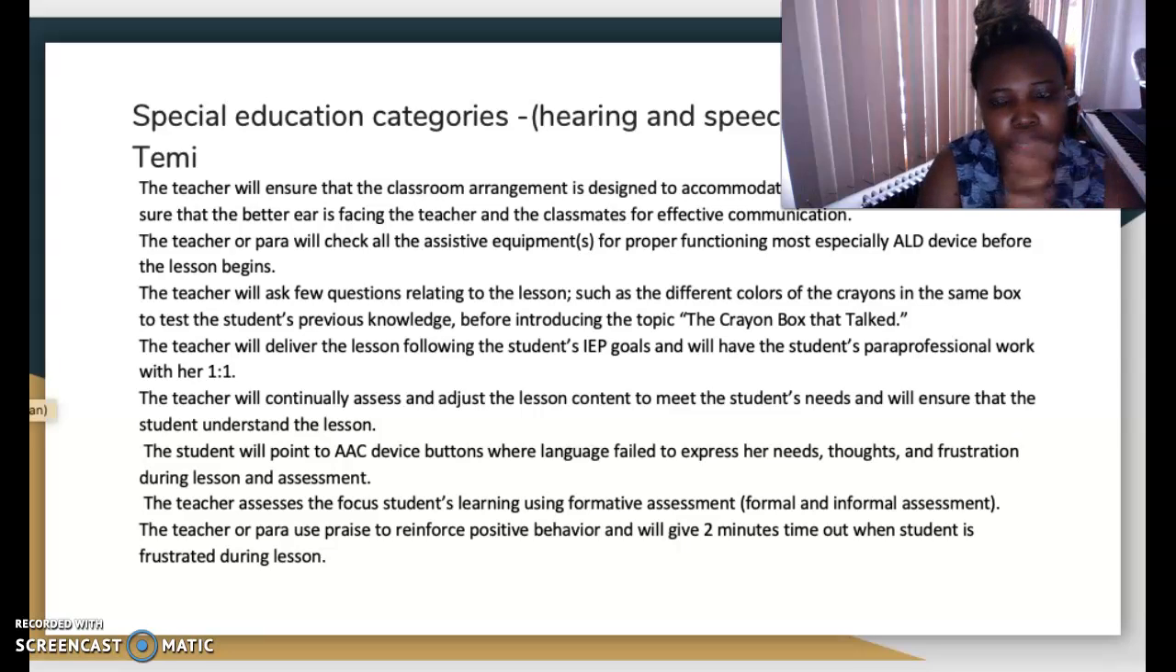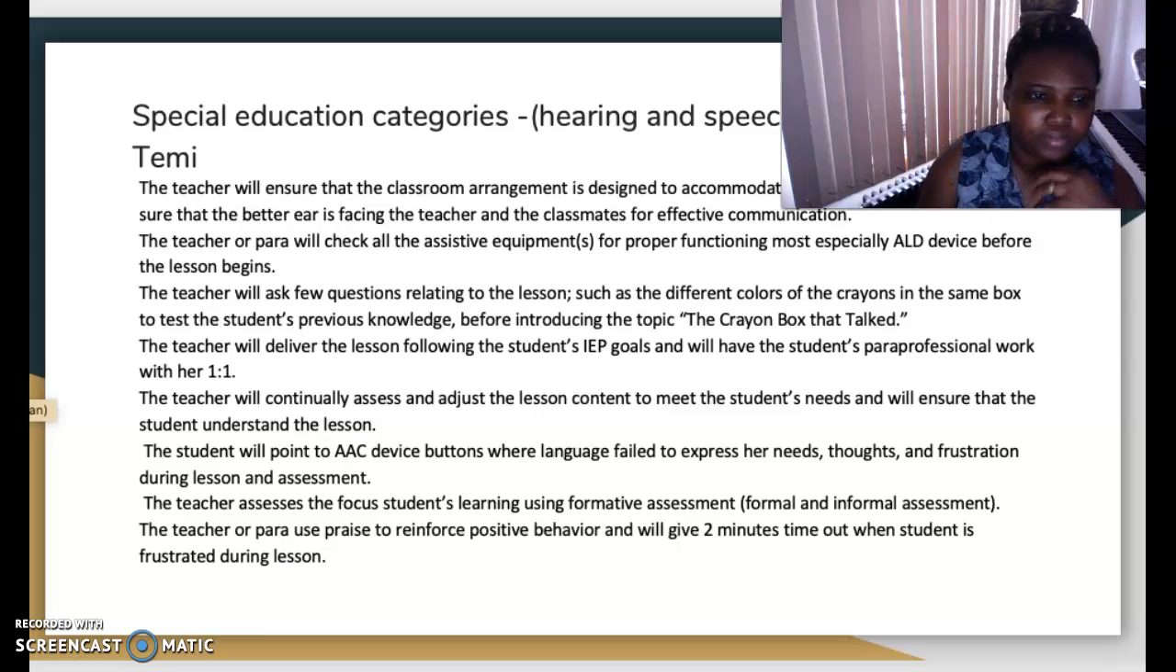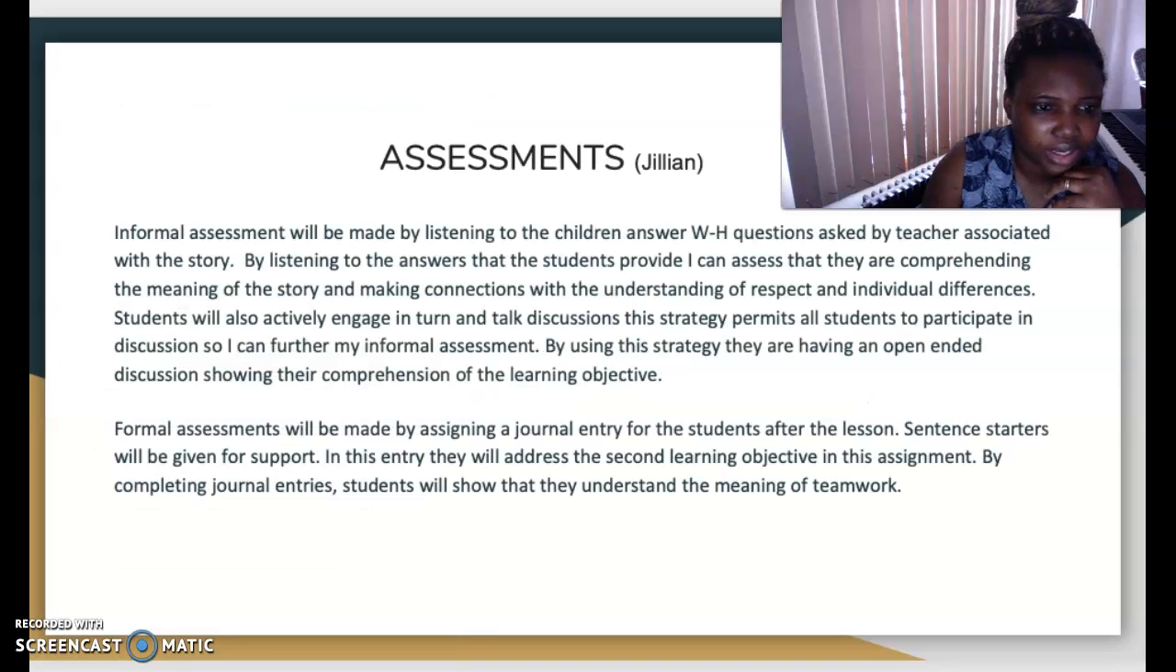Here we have special needs categories. This is done by myself. This is explaining how we are going to modify the lesson to fit the needs of the special child in the room. And the IEP goal is also stated in this part, and then how we're going to assist the special needs child.